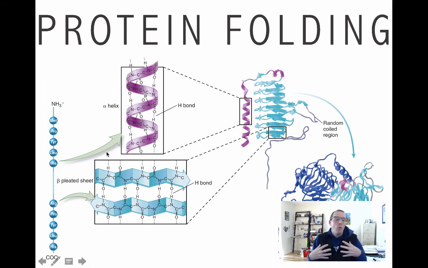So then what happens? Well, remember how I explained that you've got the C double bonded to an O in the peptide backbone, and you can zip backwards and look at this and then come back here if you need to.